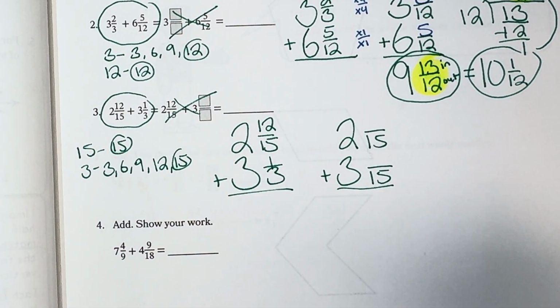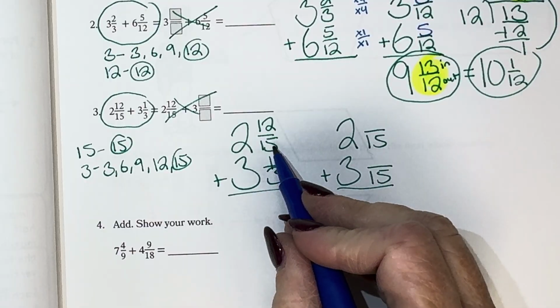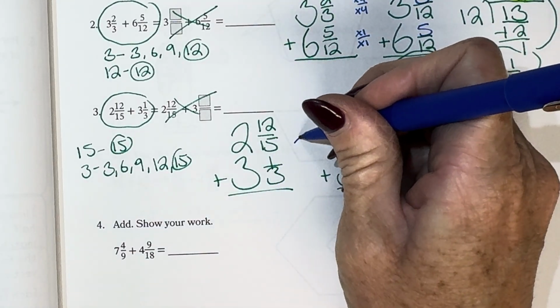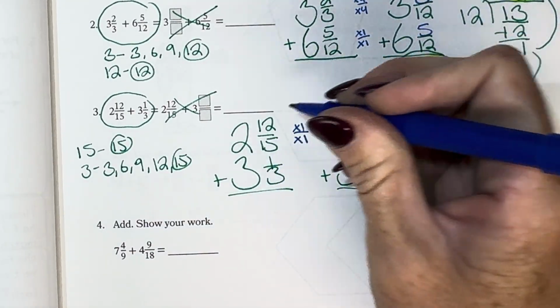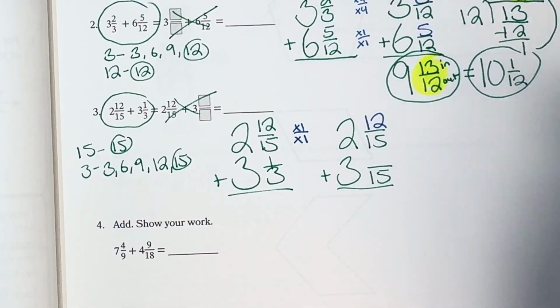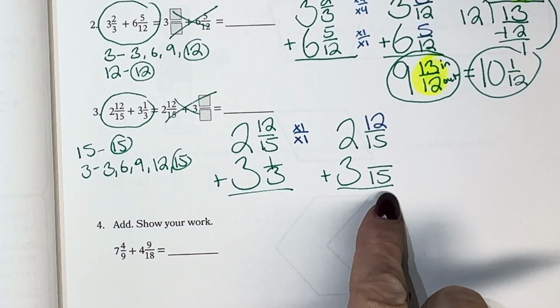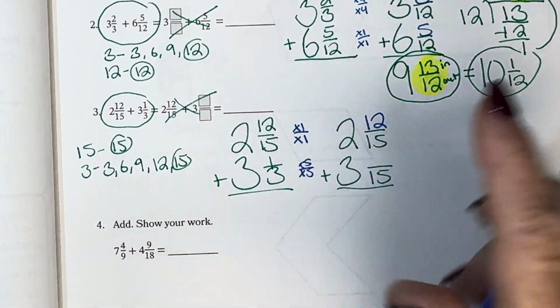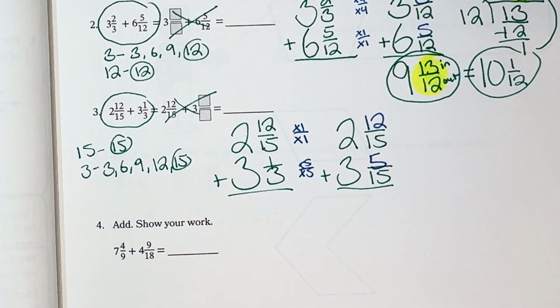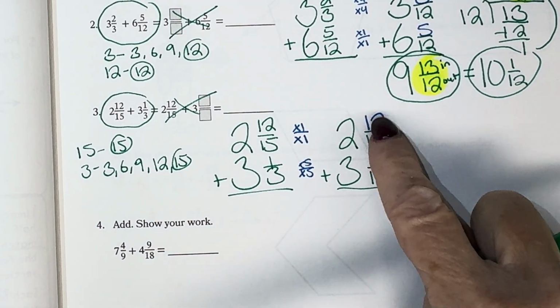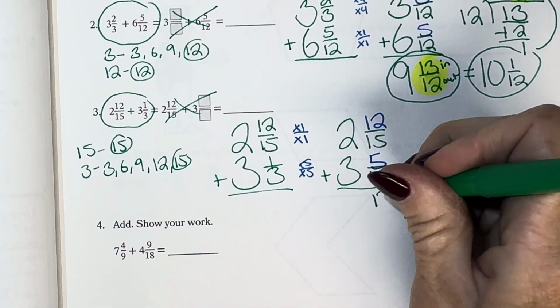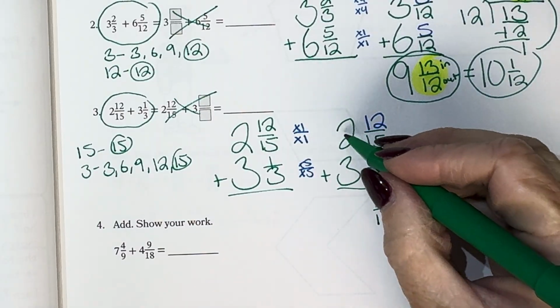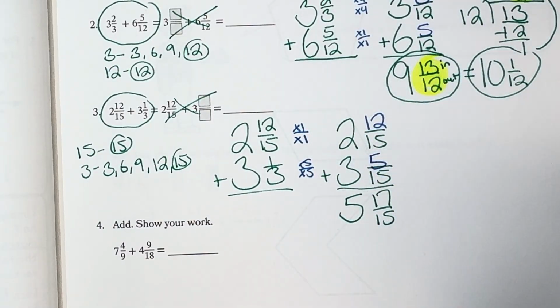And then at step 2, I still have to have my numerators. So how did 15 turn into 15? By multiplying by 1. So 12 times 1 is 12. How did 3 turn into 15? Multiplying by 5. So 1 times 5. And that is step 2. So step 3 now says add or subtract fractions first. So I get 12 plus 5 is 17/15. 2 plus 3 is 5.